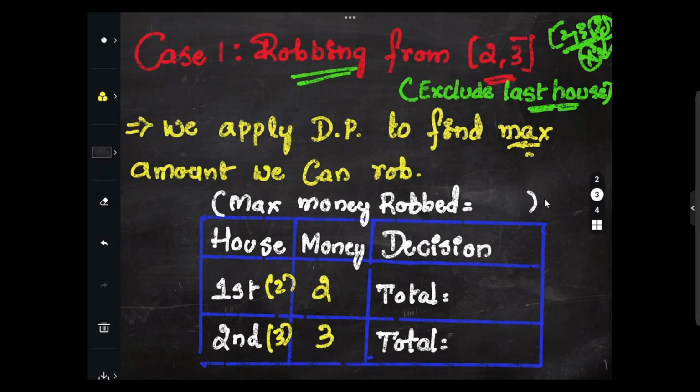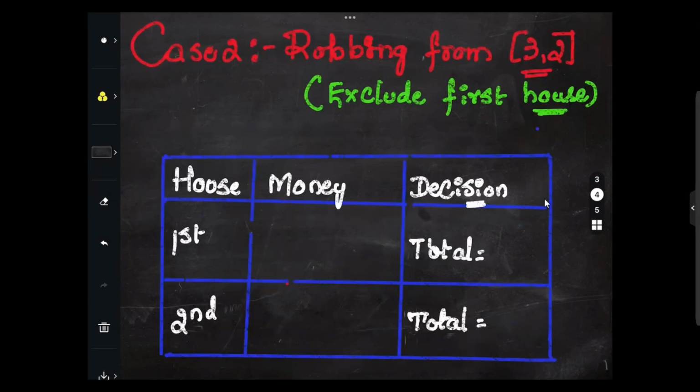I hope this is completely clear. We are considering 2, 3 itself. The first house consists of the amount 2 and the second house consists of the amount 3. So the max money that we have robbed in case 1 is 3. You can clearly see 2 and 3, and the maximum one is 3 here. Let's write here the maximum money robbed is 3. Maximum amount robbed.